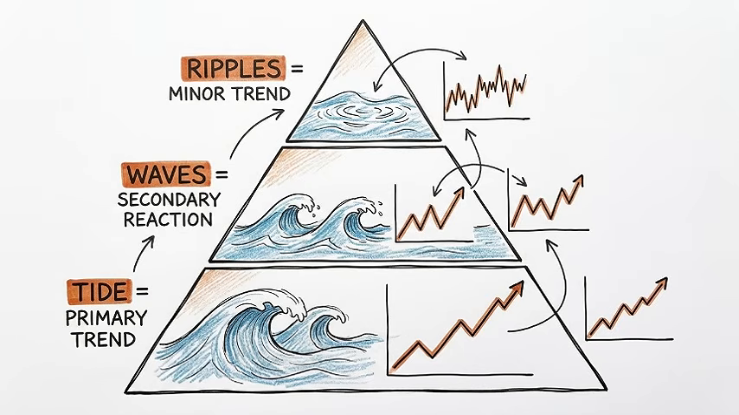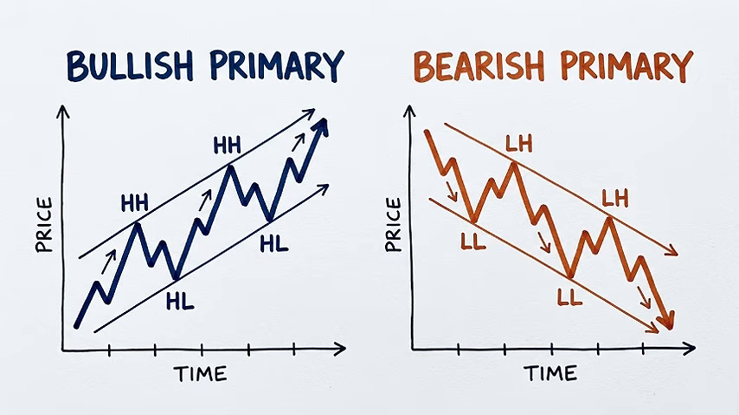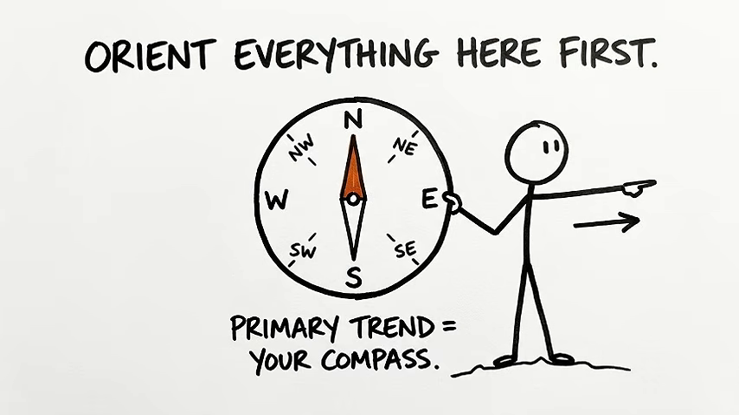Dow divided every market into exactly these 3 layers. The primary trend is the tide. This is the big picture. Months to years. Is the market broadly going up or broadly going down? You determine this on the weekly and daily charts by reading the overall pattern of swing highs and swing lows. Higher highs and higher lows equal a bullish primary trend. Lower highs and lower lows equal a bearish primary trend. This is your compass. Everything you do as a trader must be oriented against this layer first.